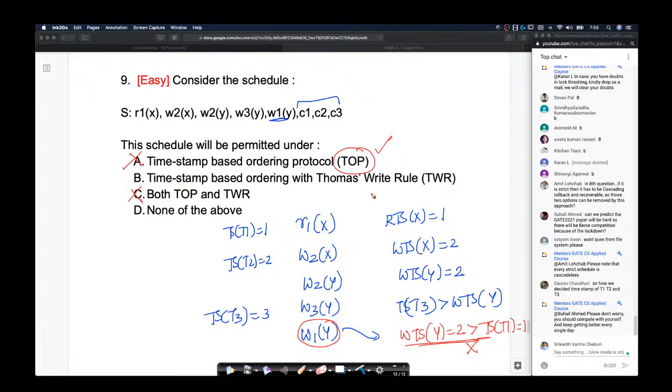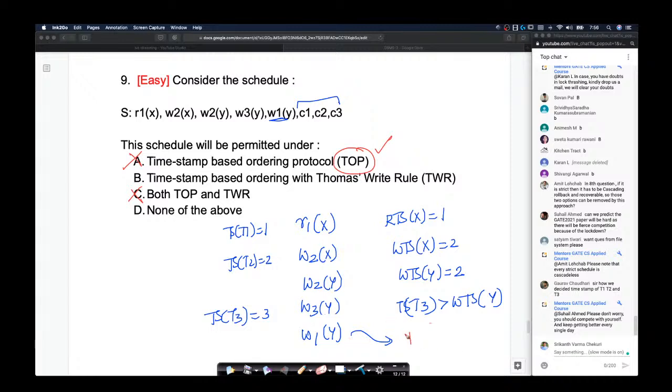Timestamp based ordering with Thomas Write rule. So the moment you apply Thomas Write rule, what happens now? Let's see, because all of this stays the same. The only part that will change here is with respect to this. Everything else stays the same. With respect to this, let's write down what exactly happens here.